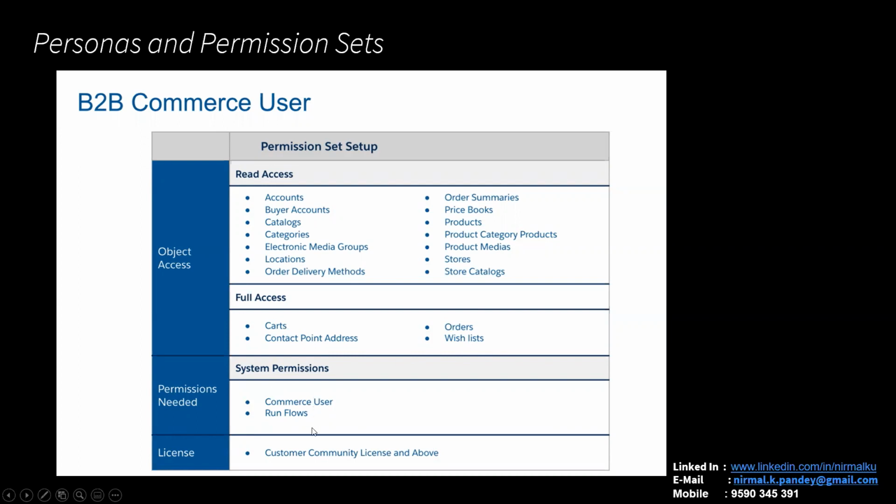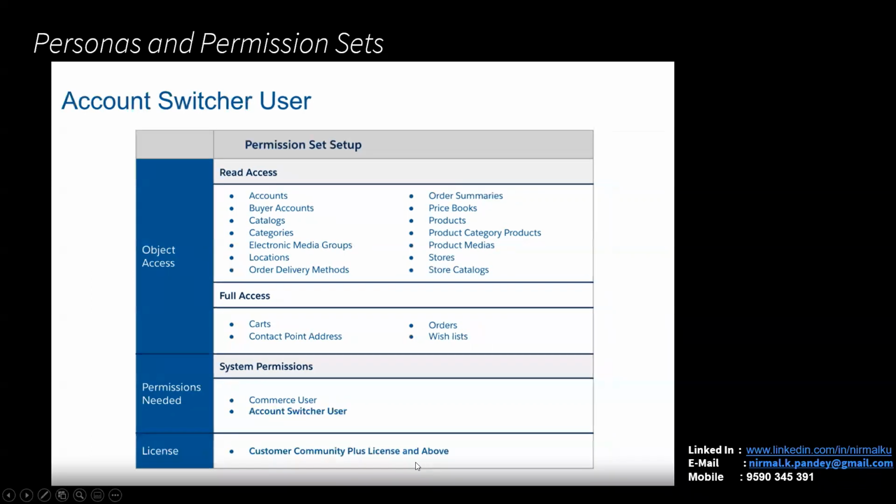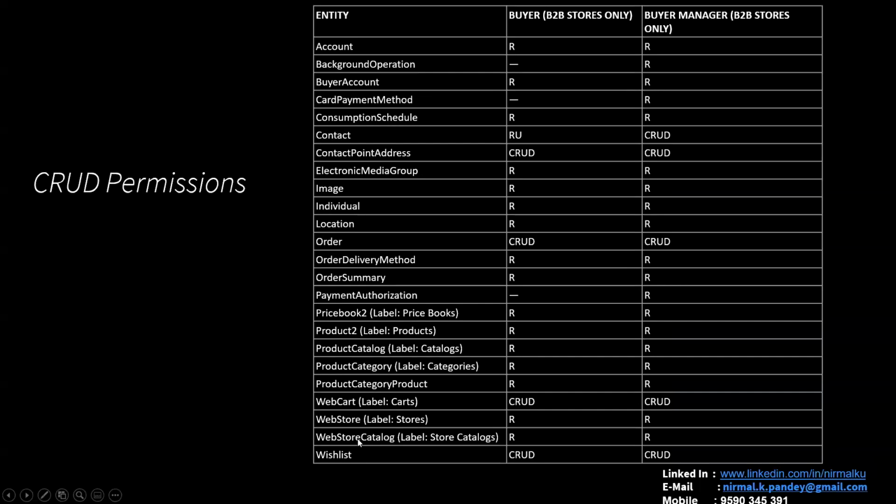And the permissions that we need, system permissions. So these are commerce user and run flows. Commerce user basically provides the system permission automatically. So the system permission commerce user is equivalent to the commerce user, and the CC plus license and network is needed. When we say account switcher, the read access is almost the same, and full access is the same. There is one extra permission here, account switcher user. So account switcher is for switching between different accounts, right? That's what it is used for.